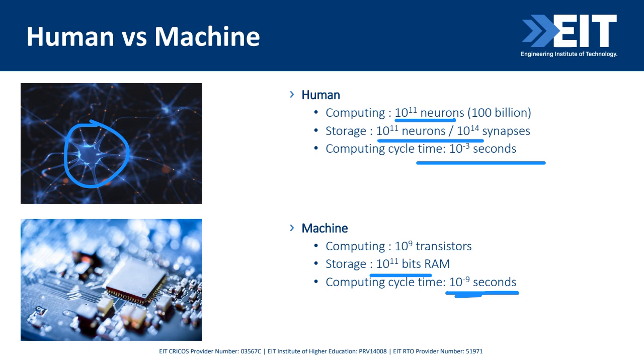And computing nodes are the transistors that you have on a CPU or on a processor. So again, we are not far from the number of neurons in a human brain, 10 to the power 9 typically on a normal processor. But still, you notice that humans can solve problems better than machines in general. If you look at the general type of problems solved by humans, it's way better than machines.